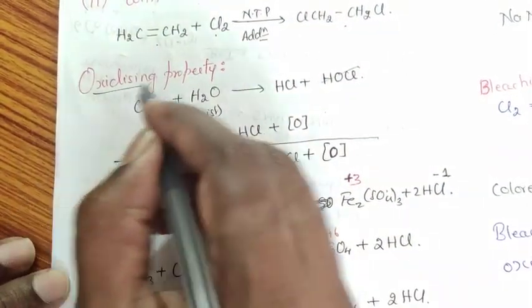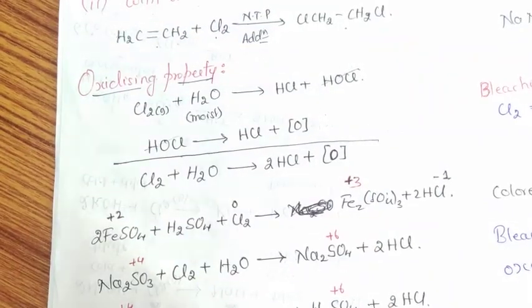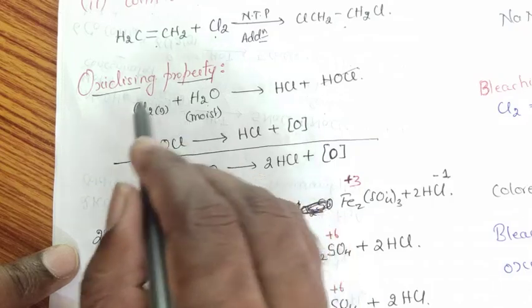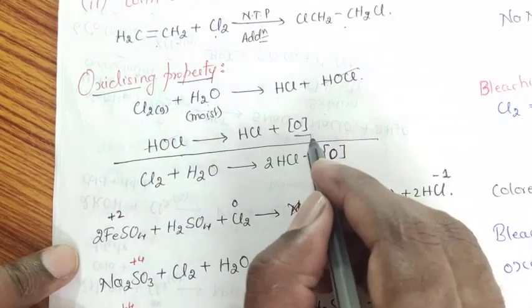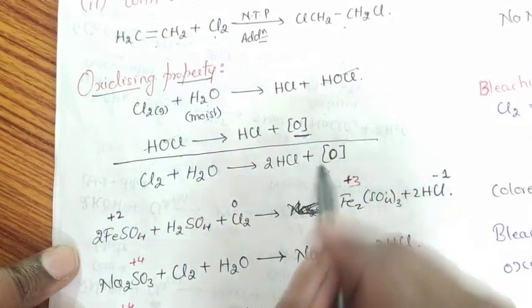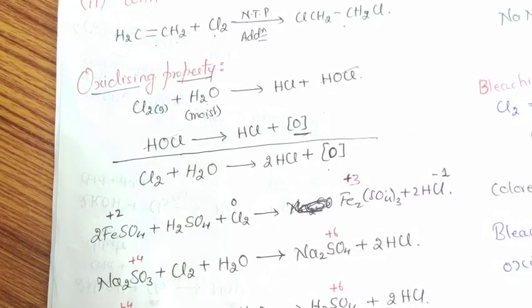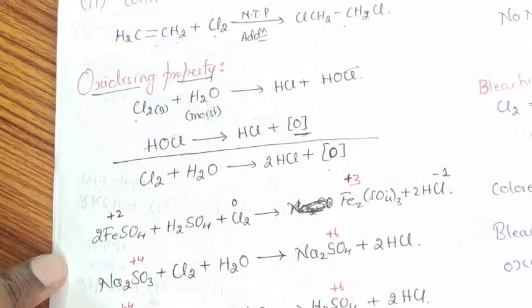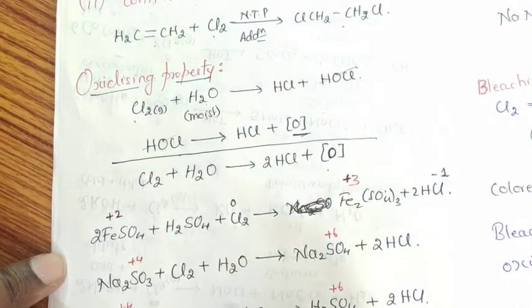Next, coming to oxidizing property. Chlorine acts as a good oxidizing agent. When chlorine gas is treated with moisture, it liberates nascent oxygen. This nascent oxygen will act as an oxidizing agent. Due to the formation of nascent oxygen, chlorine acts as an oxidizing agent in presence of moisture.